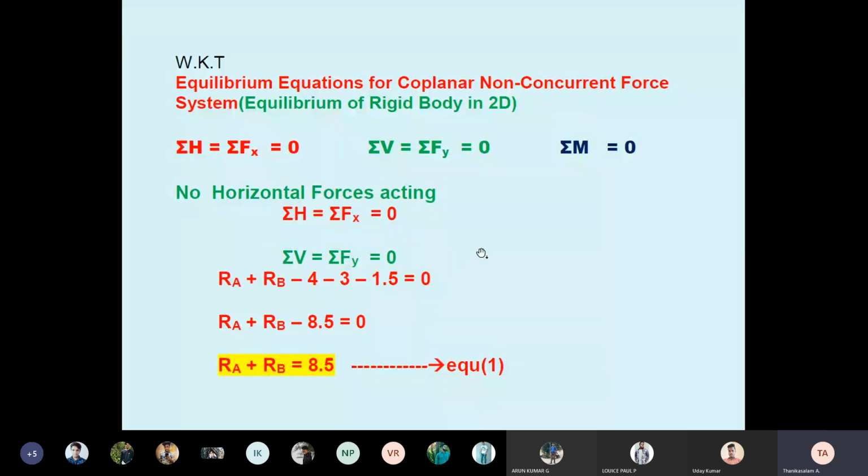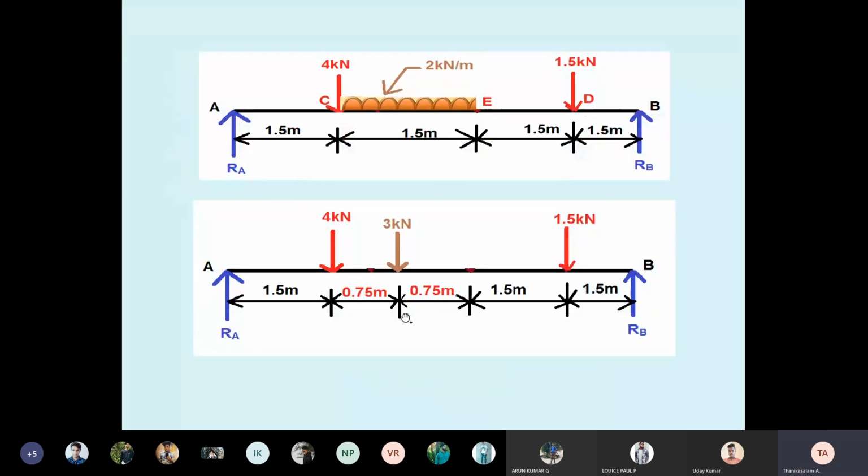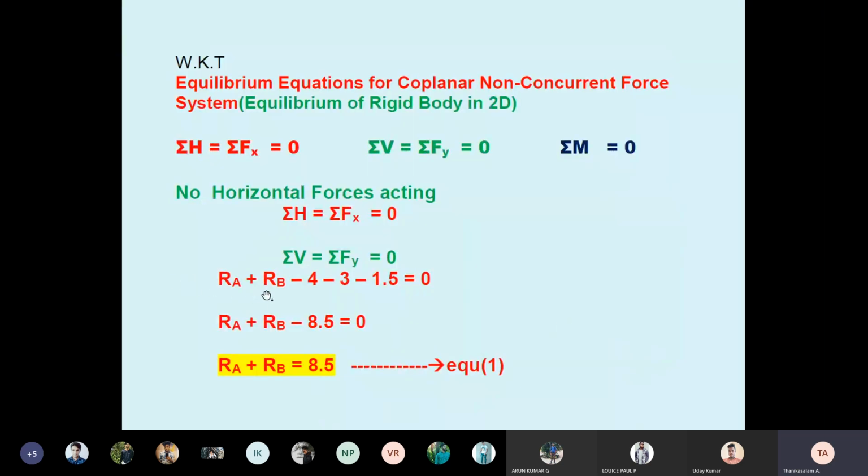Adding all vertical forces: RA plus RB minus 4 minus 3 minus 1.5 equal to 0. Students, when adding forces, any force going in the positive y direction is positive, and any force going in the negative y direction is negative. RA and RB go in the positive y direction. Therefore, RA plus RB equal to 8.5, equation 1.